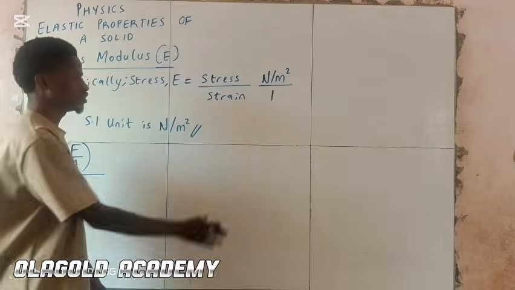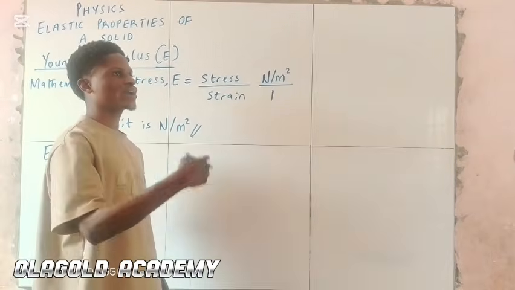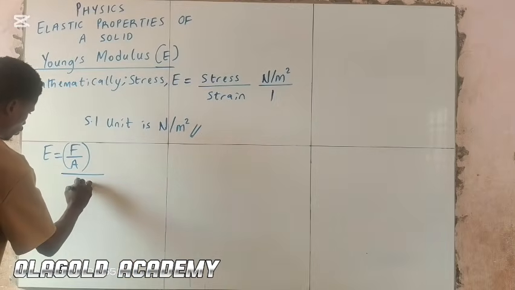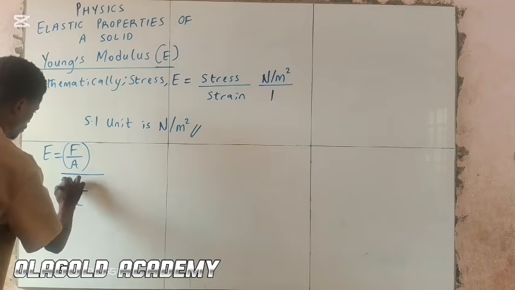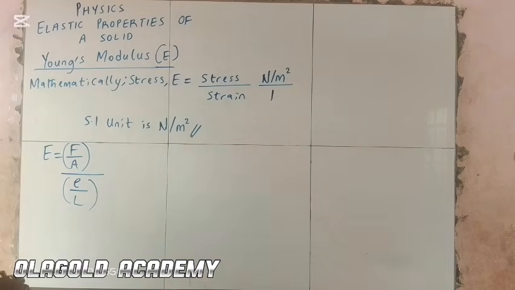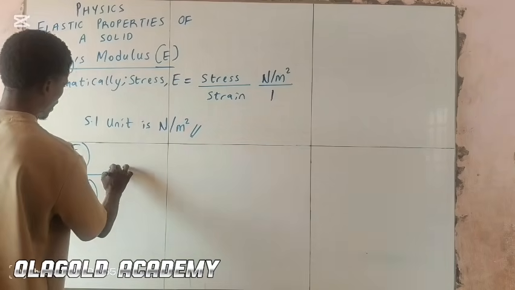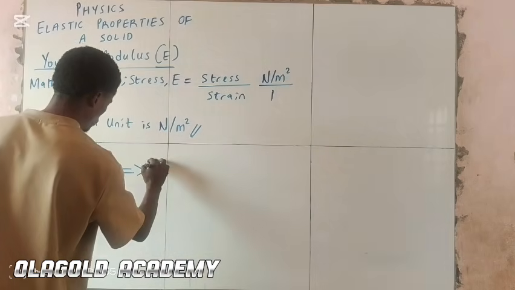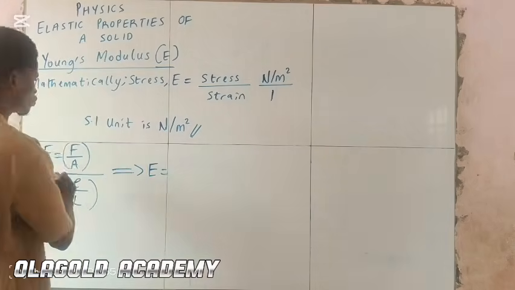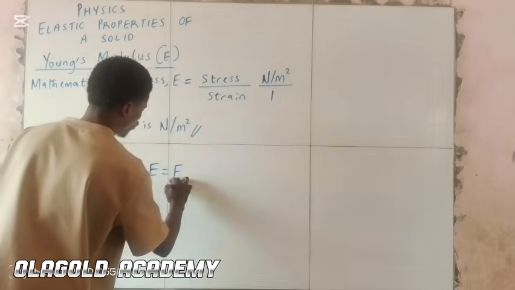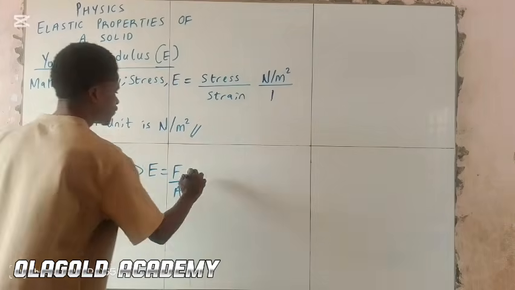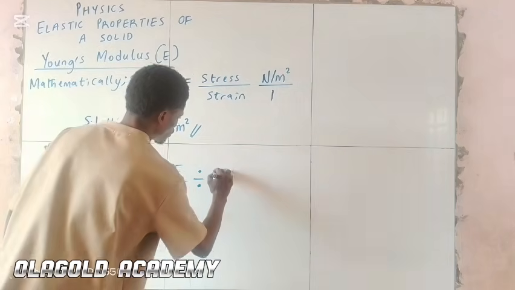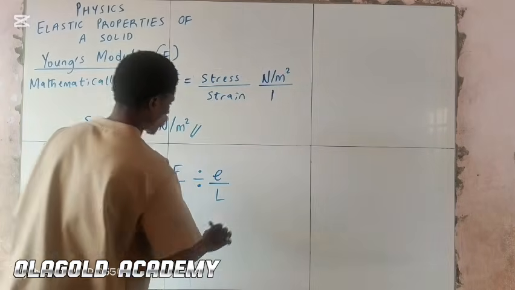Remember, we express strain as a ratio of extension to the original length, so we have extension over the original length. So we can express our Young's modulus E to be equal to force over area, divided by extension over the original length.